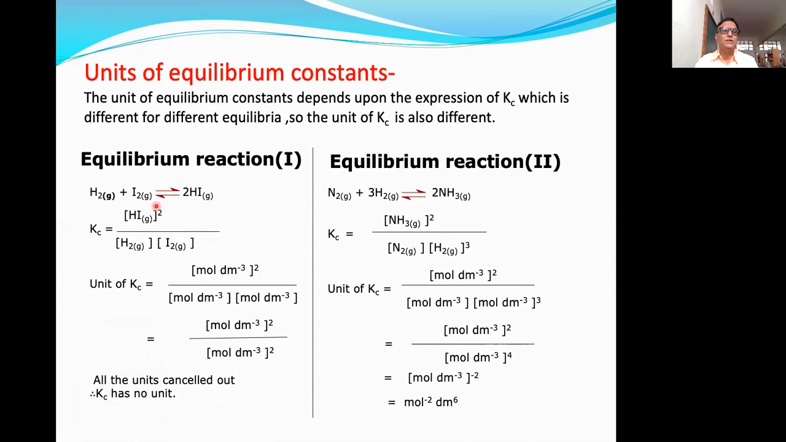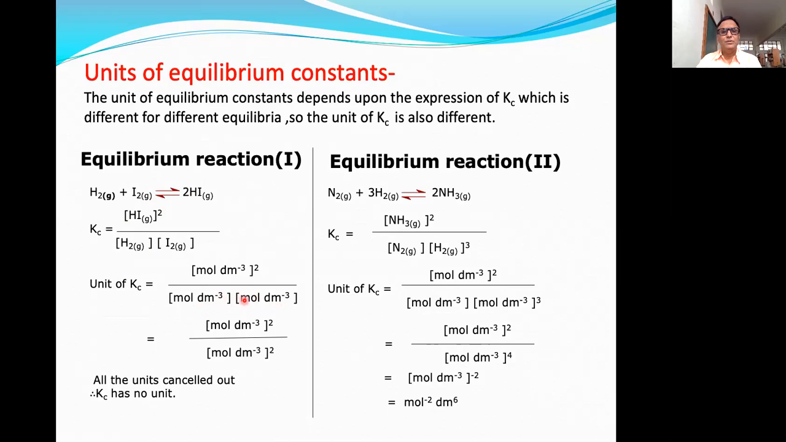Consider the first reaction, H2 gaseous plus I2 gaseous gives twice HI gaseous. For this reaction, you can write the expression for Kc as concentration of HI gaseous raised to 2 divided by concentration of H2 gaseous into concentration of I2 gaseous. Now the unit for Kc you can write as, in bracket, mole per dm cube raised to 2 divided by mole per dm cube into mole per dm cube.